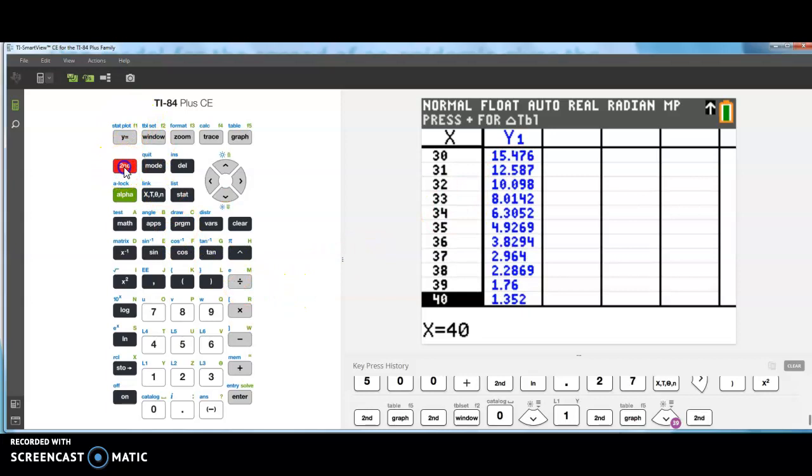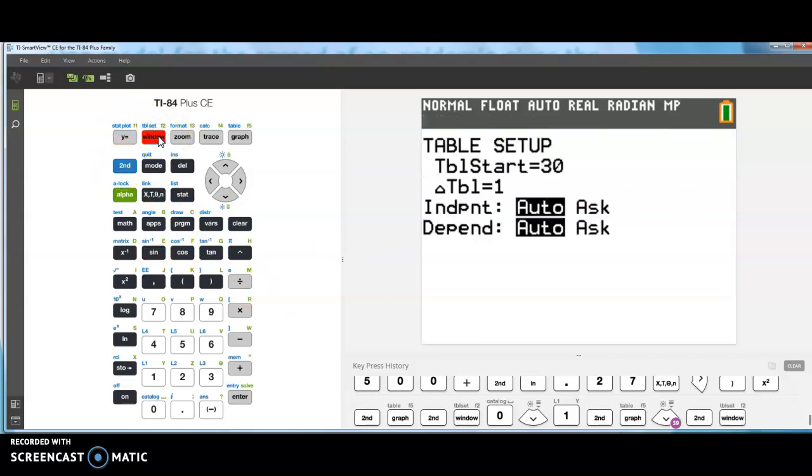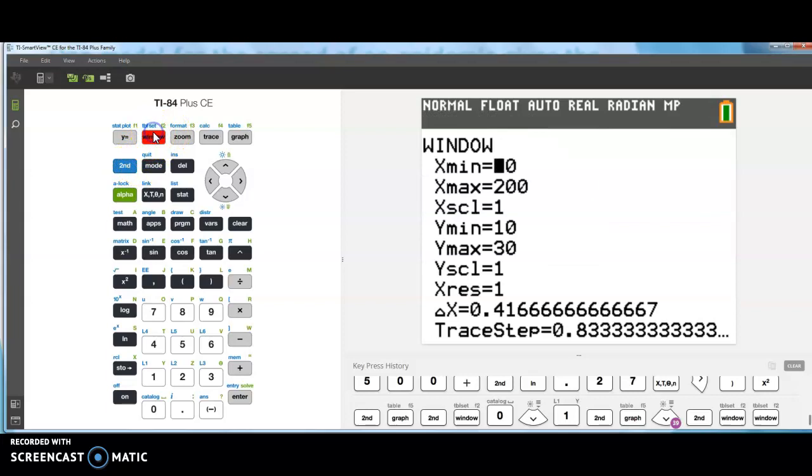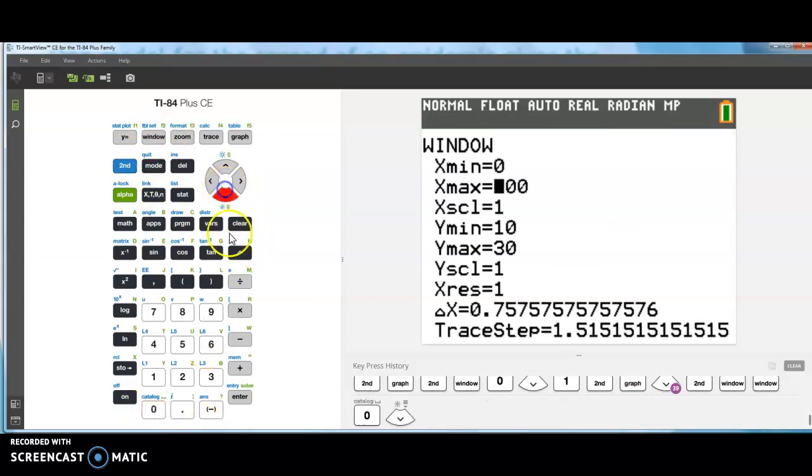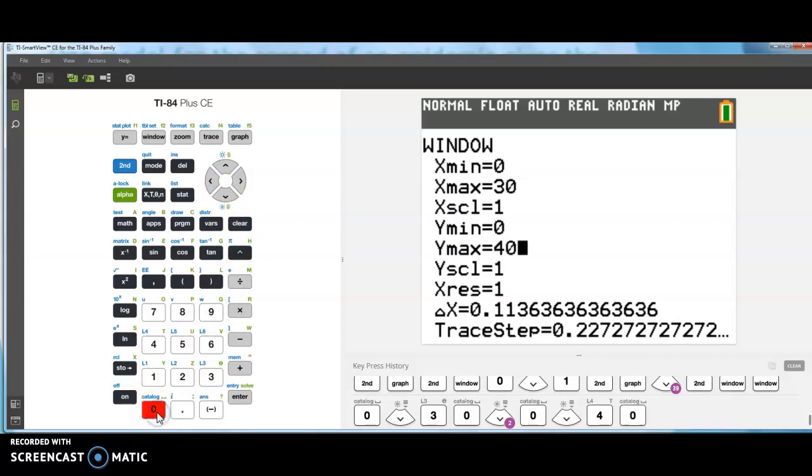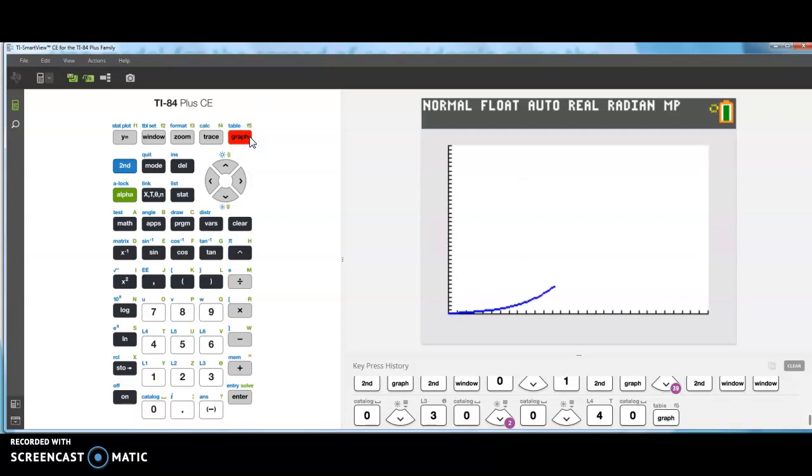And so I want to go to my window. And we said x is from 0 to 30 days. And we said that our y value should probably start at 0. Our highest one was 33 point something, so I'm going to go up to 40, so I just have a little room there. So now I have a good window, and I hit graph, and I see this curve that's showing me the number of new cases per day.